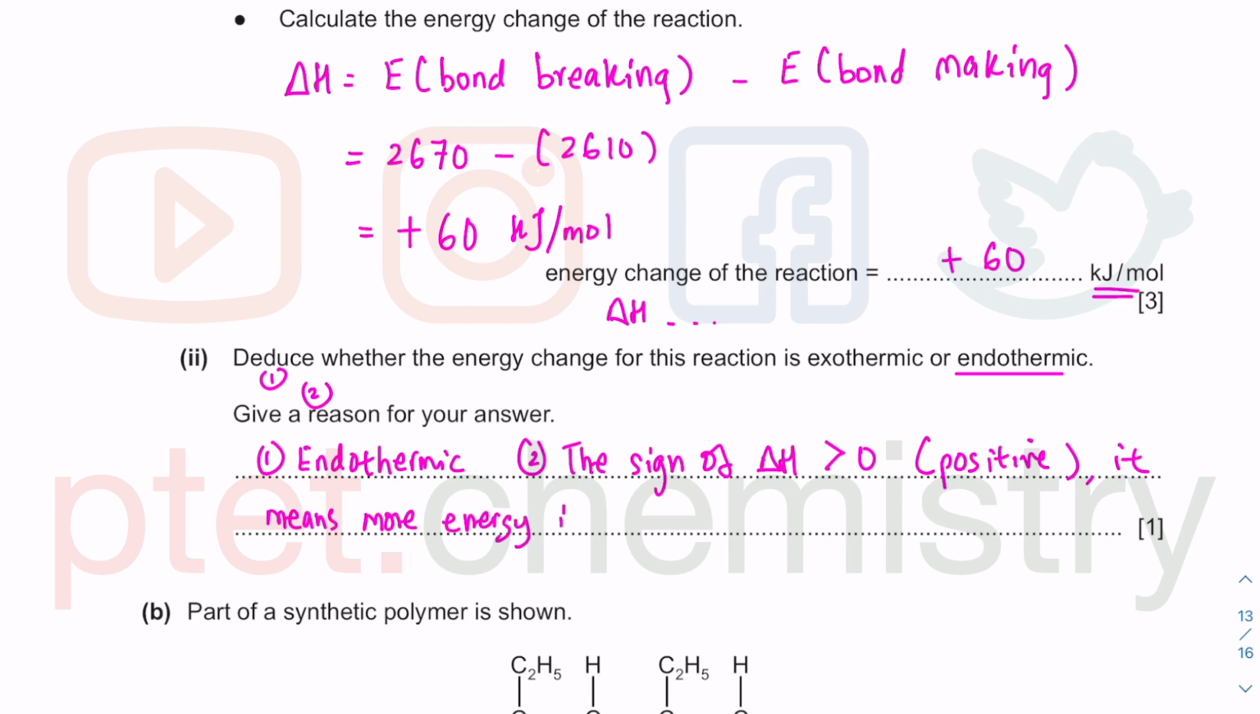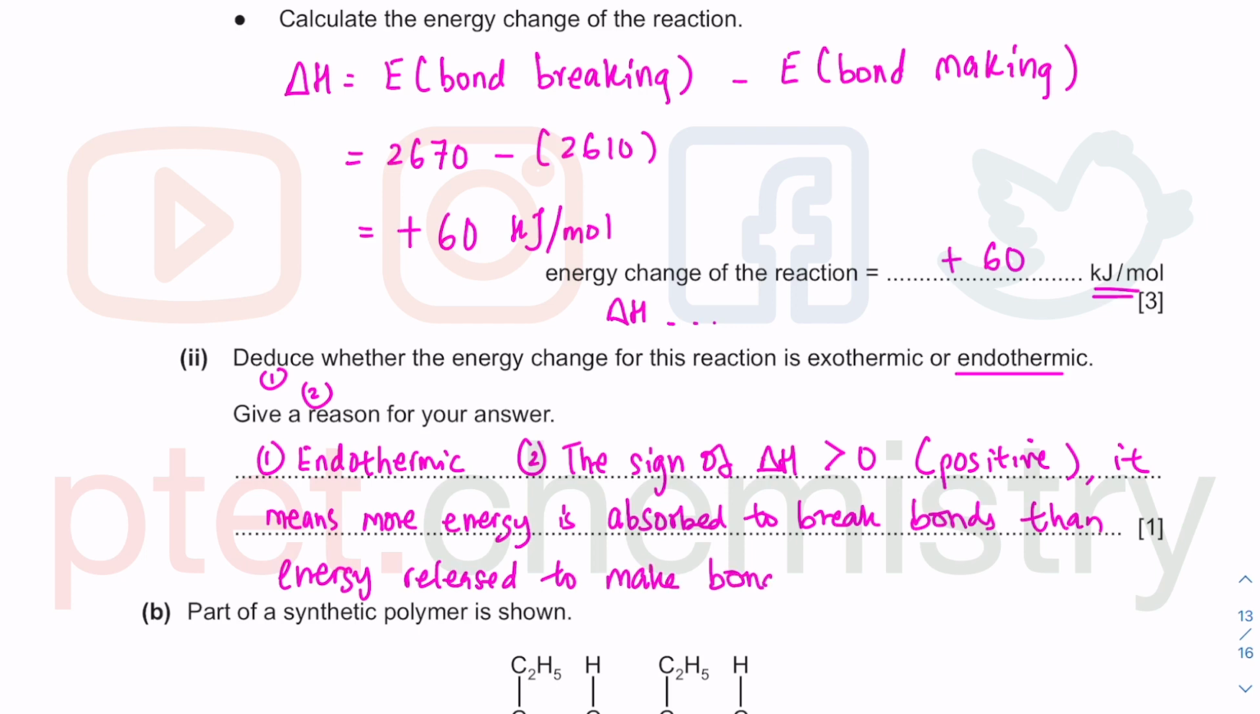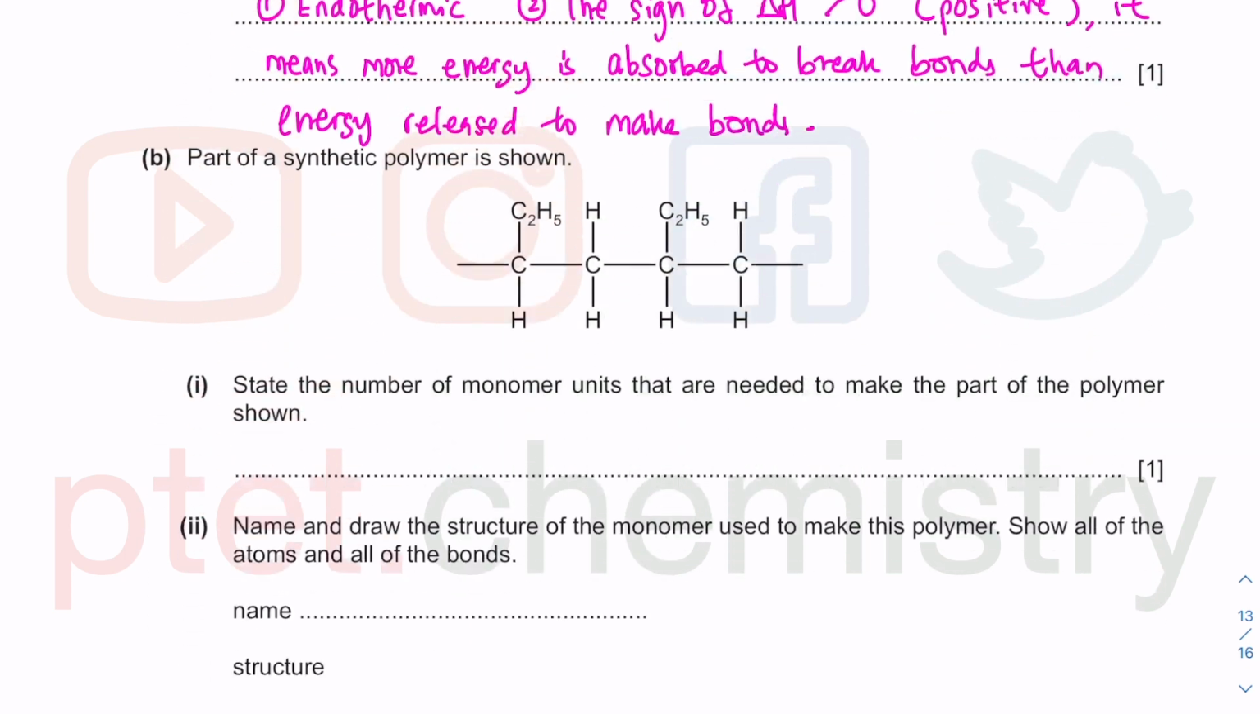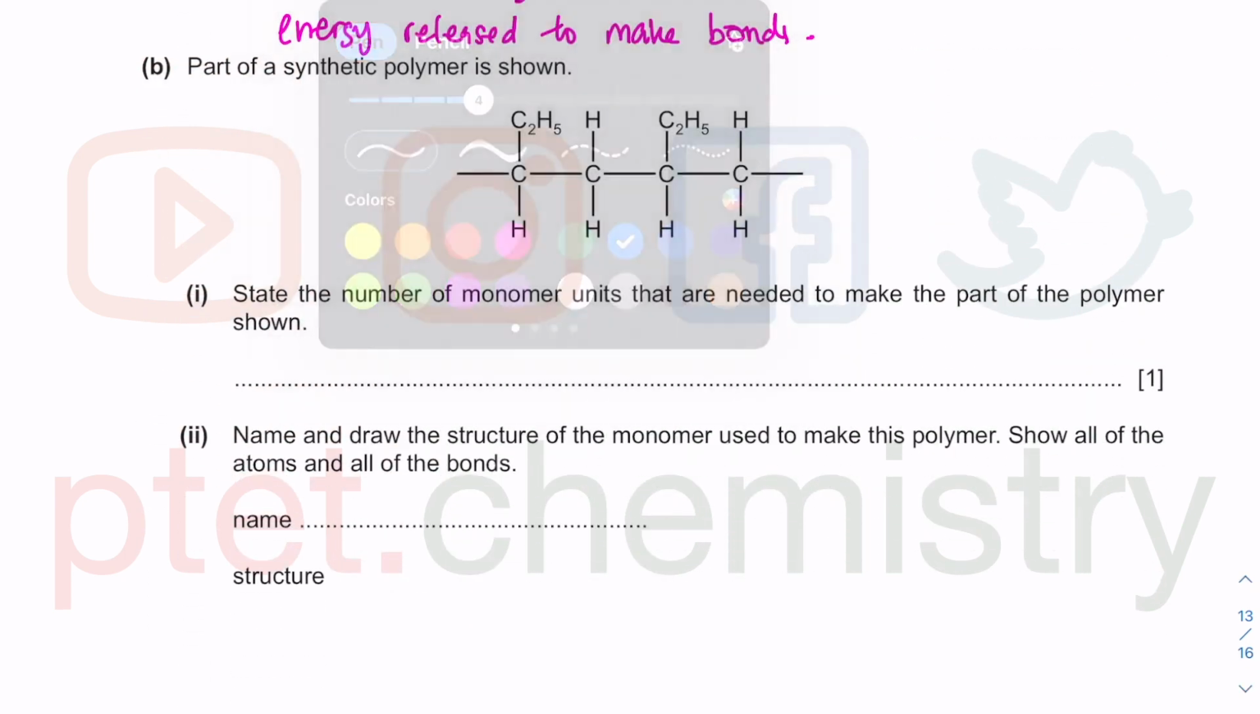More energy is absorbed to break bonds compared to the energy released to make new bonds, or to form new bonds, because big minus small gives you a positive result overall. Part B, this is part of a synthetic polymer.